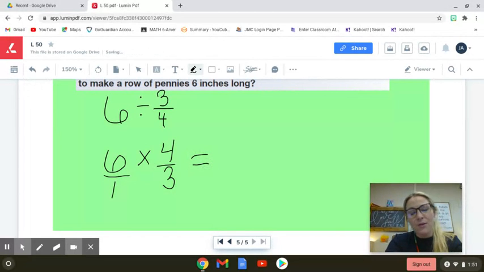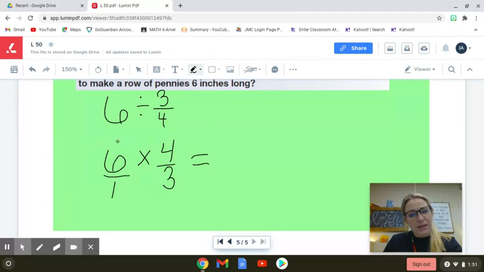I really like cross-reducing. I know that we're working with smaller scale numbers here, but when we start to work with larger scale numbers, this really makes a difference. When I cross-reduce, I take a look at numbers that are across from each other on the diagonal, and ask if they have a common factor. Now, 4 and 1 do not. Once one of your factors is 1, there's nothing that you can reduce.